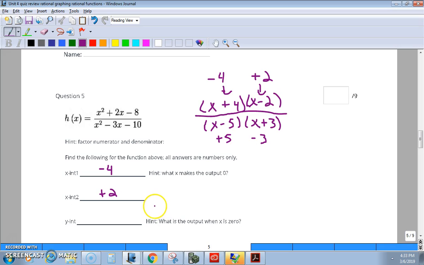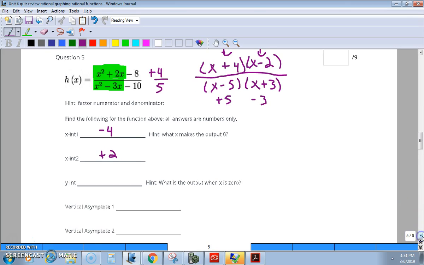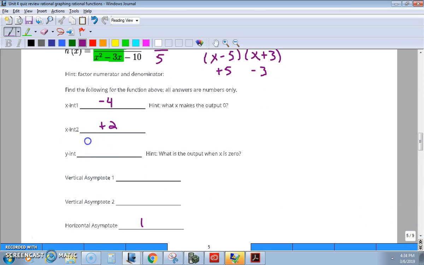And my y-intercept is going to be when x is 0. So go back to the way it was originally. If this x is 0, it cancels out, cancels out, cancels out. I'm left with -8 over -10, which is actually going to give me +4/5, which is the same as 0.8. And I think either one of those, 4/5 or 0.8, works there.